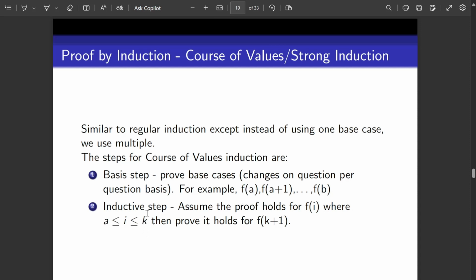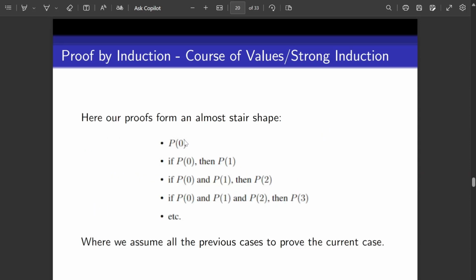So instead of dominoes, I want you to think of this more like a staircase. Okay, so p of 0 is proved manually. And if p of 0 is true, then p of 1 must be true. And if p of 0 and p of 1 are true, then p of 2 is true. And so on and so forth for all of the values.